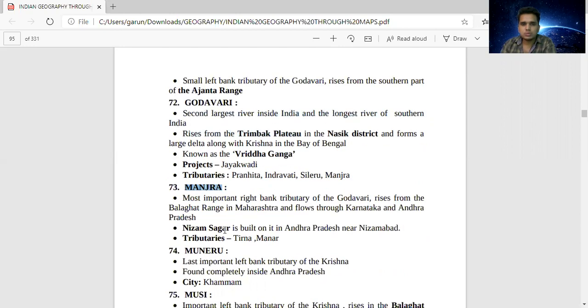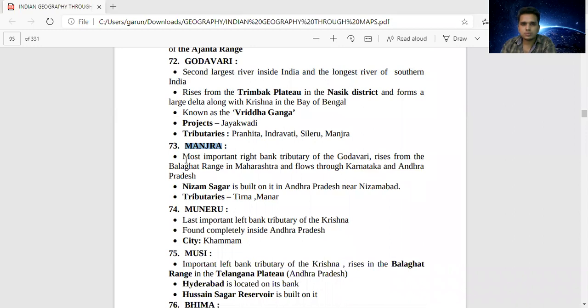Manjra River, the most important right bank tributary of Godavari, rises from the Balaghat range in Maharashtra and flows through Karnataka and Andhra Pradesh. Nizam Sagar Dam is built on it in Andhra Pradesh near Nizamabad. Tributaries are Tirna and Manar.